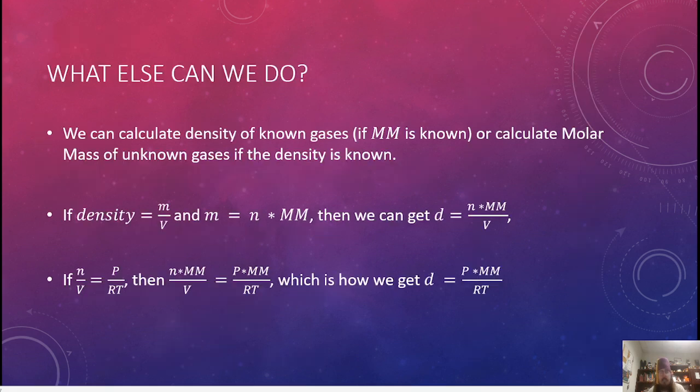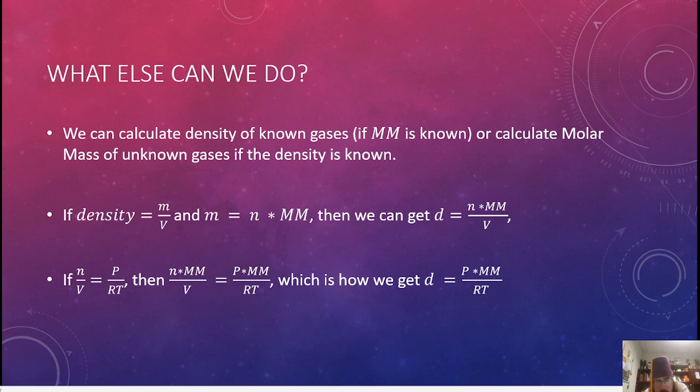Okay. What else are we able to do with the ideal gas equation? If you know the density of the gas, you can calculate its molar mass, or using a molar mass, we know the approximate density of gases. Now, density is mass over volume. Well, mass is simply moles times a gas's molar mass. So exchanging the mass for n times molar mass, density is equal to moles over volume times its molar mass.